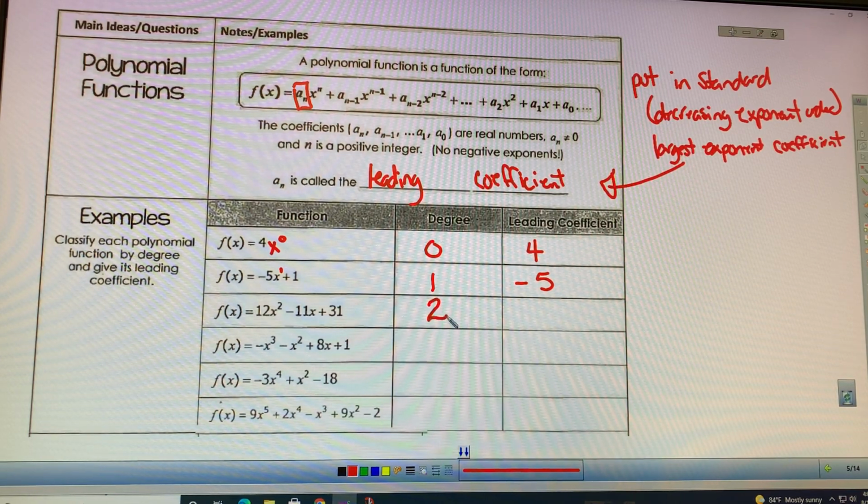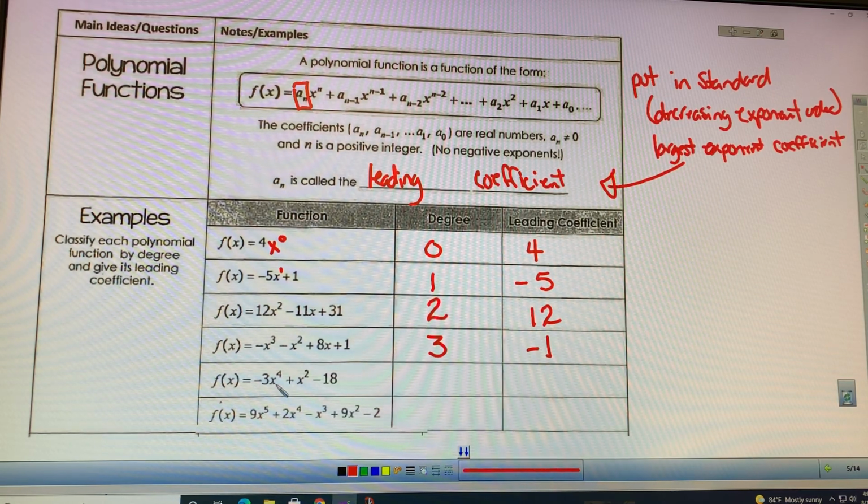Has a degree of 2. The leading coefficient is 12. This has a degree of 3, a leading coefficient of -1. This has a degree of 4, a leading coefficient of -3, and this has a degree of 5 and a leading coefficient of 9. That's all we're looking at.